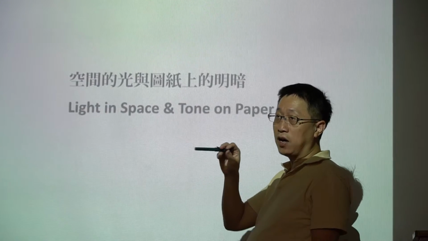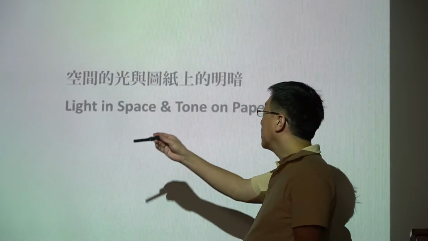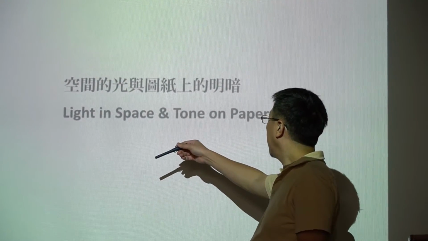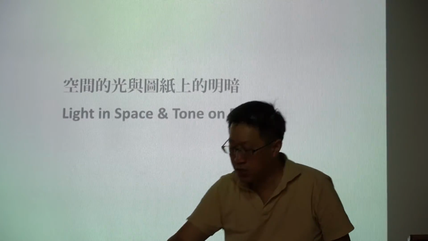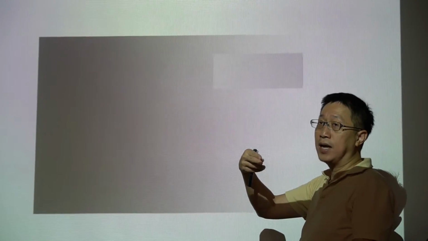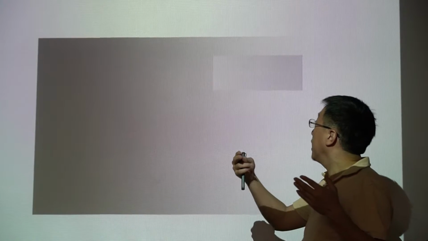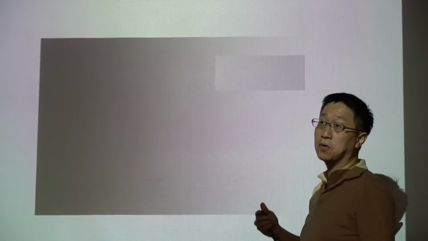Lights on the paper. However, we are transferring the lighting in the space, and then on the paper, it becomes a tonal value we're going to use. So before that, I want to show you some things, so we can have more understanding about how the light and the tone and how our visual system work.